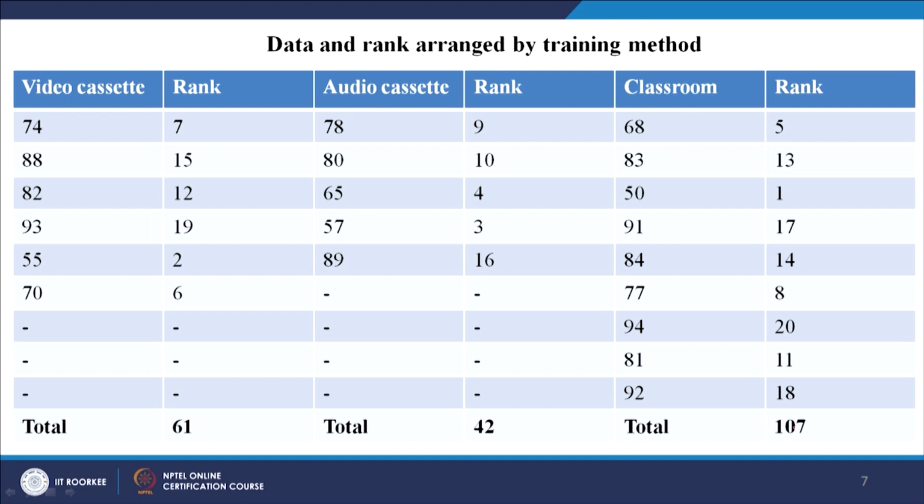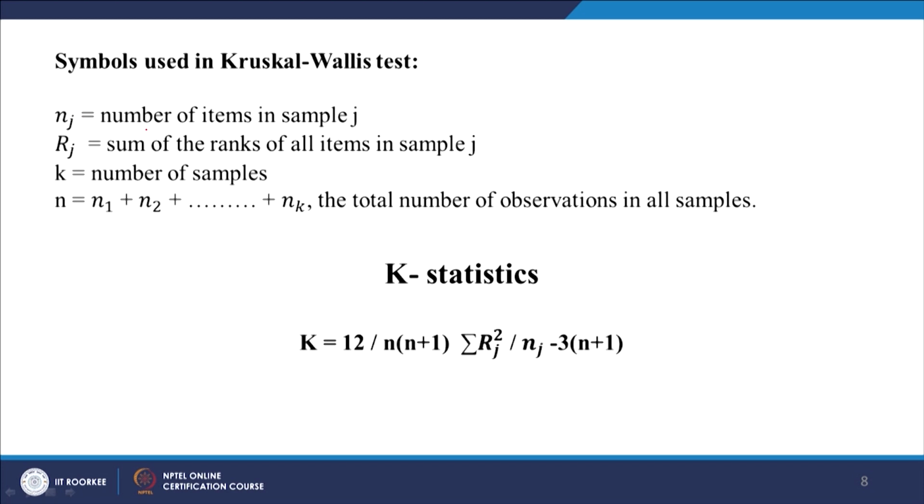It does not matter that these totals look a little different, because the number of items n is also quite separate in all the 3 cases. So, what are the symbols used? Nj is the number of items in sample j. Rj is the sum of the ranks of all items in sample j. K is the number of samples. In ANOVA also we use the number of groups, the number of columns and the number of items within the group, how many members were there in total, within the group and between the groups. So, these things we are doing.